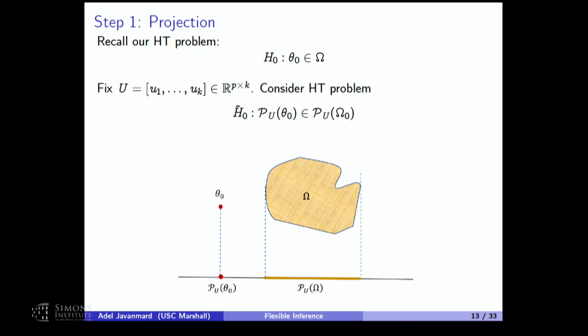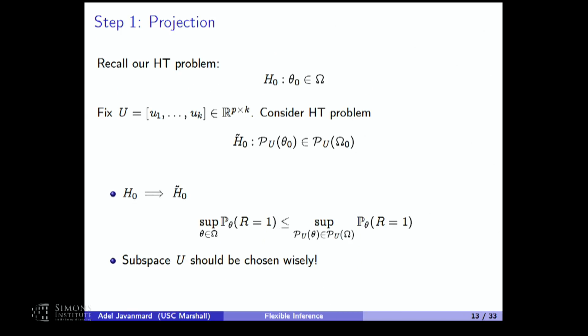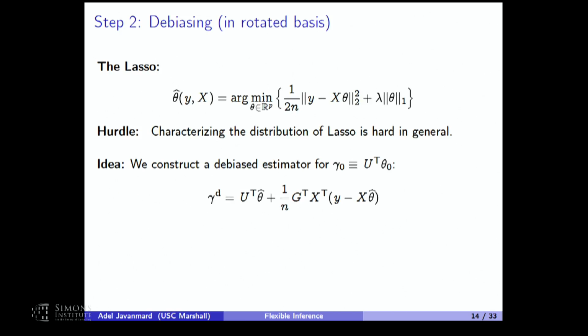But you might lose power if you don't use U wisely enough, because it might be the case that theta 0 is not in the omega, but when you project, it's inside the omega. So you might lose power here. But let's say you assume some good U for the moment. So now you have a problem in k dimension if U is just the basis of that space in k dimensional space. The second step is, okay, so this is the control.